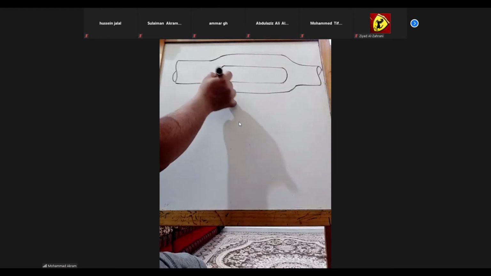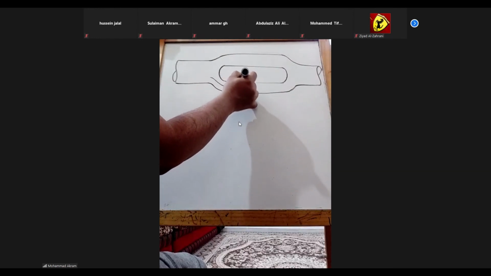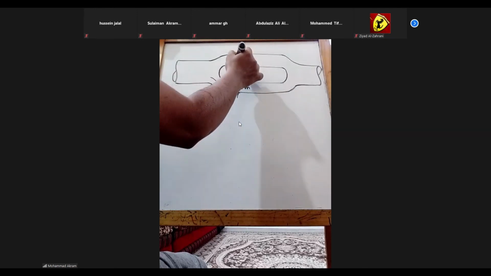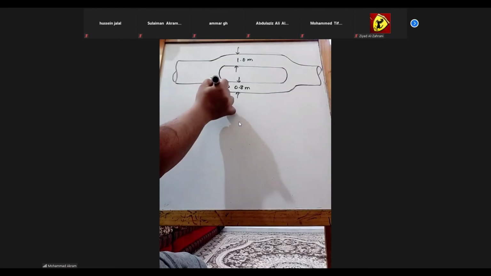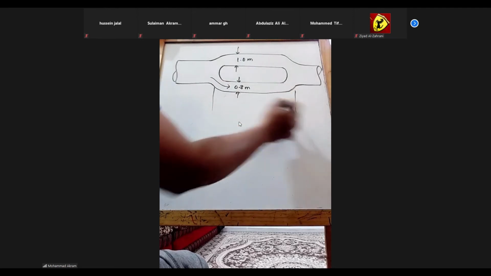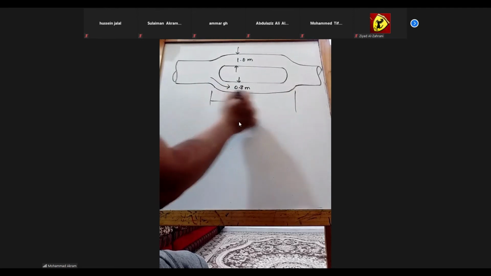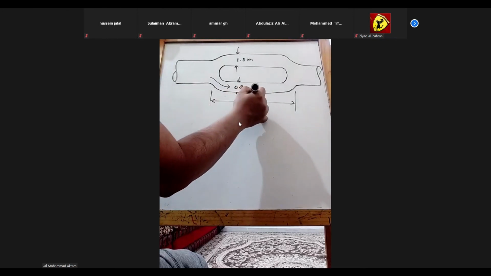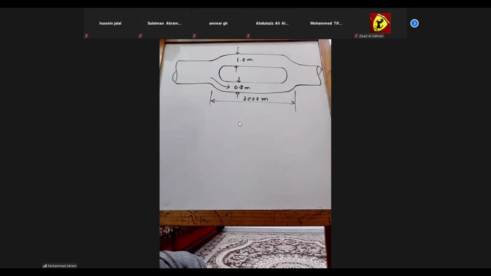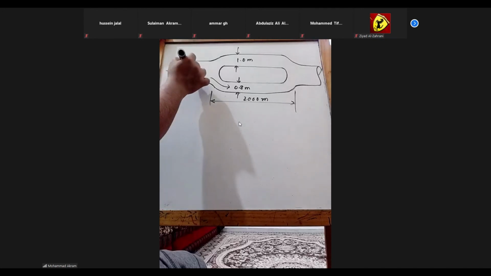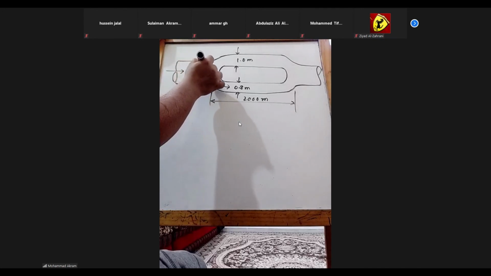If you see, this is having diameter 0.8 meter, whereas this has diameter 1 meter. Length of both the pipes is 2000 meter. Is that clear? Yes. The discharge Q here is 3 meter cube per second.